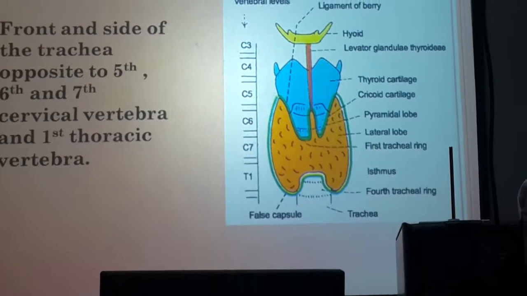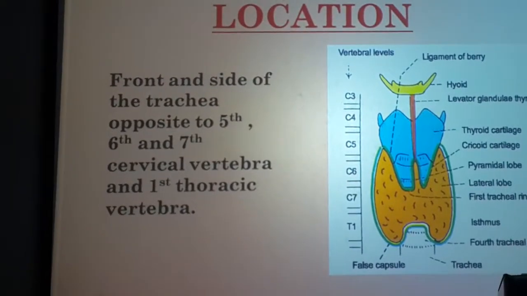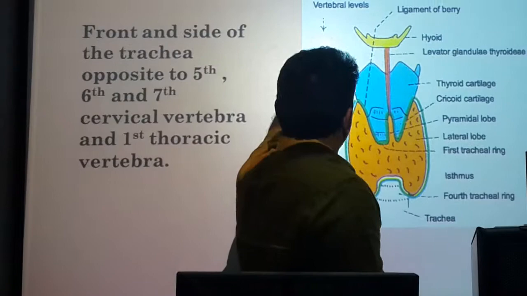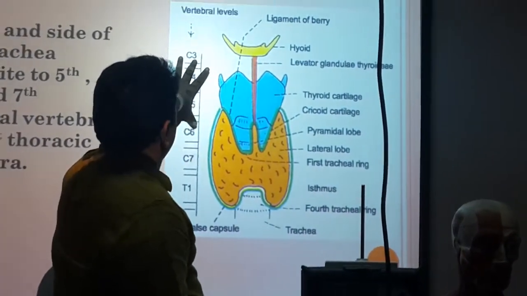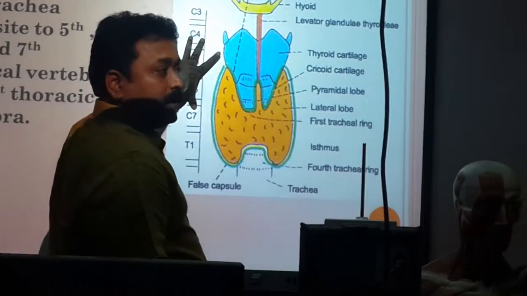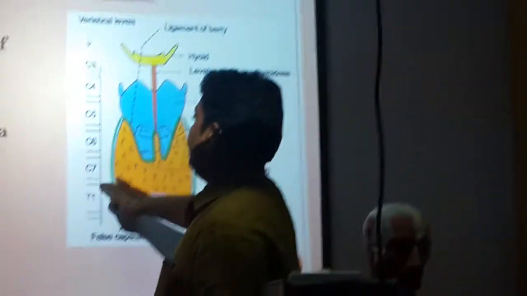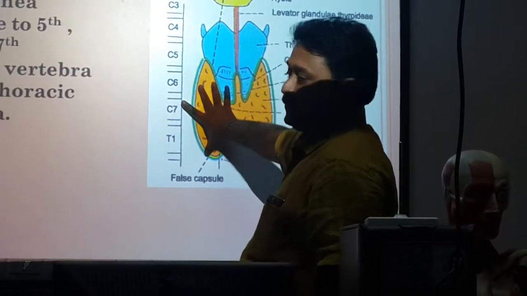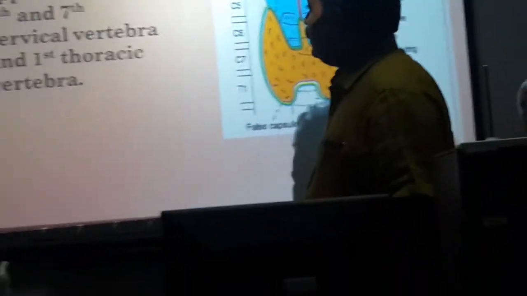Same thing about the location. Front and side of the trachea, opposite to the 5th, 6th, and 7th cervical vertebrae. These are C3, C4, C5, C6, C7 up to T1. These are the cervical vertebrae. At the level of C5, C6, C7, and up to the thoracic one it is present. Location.